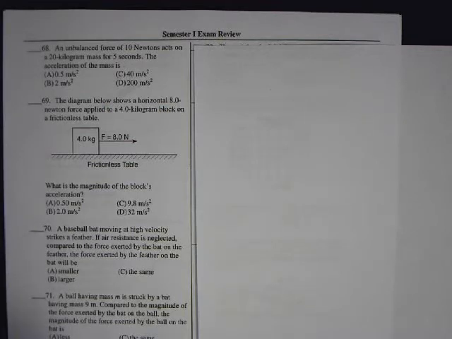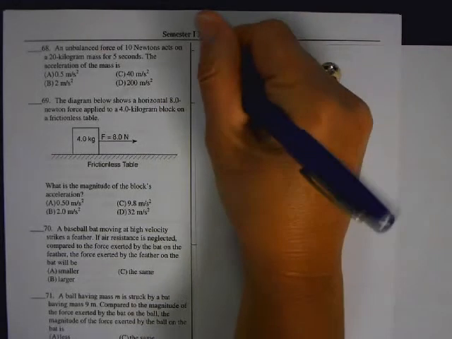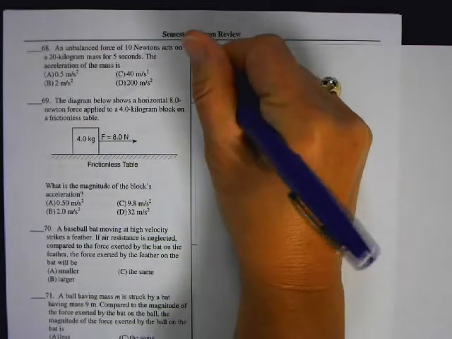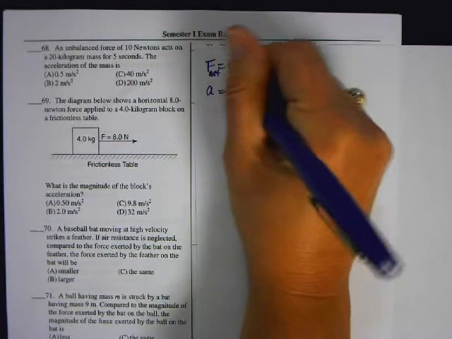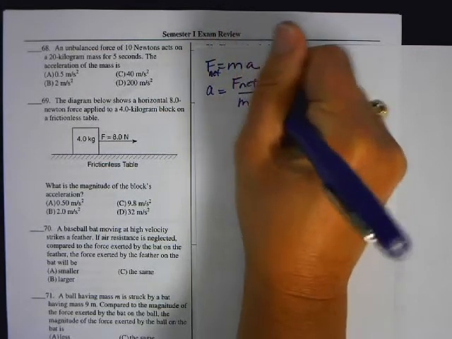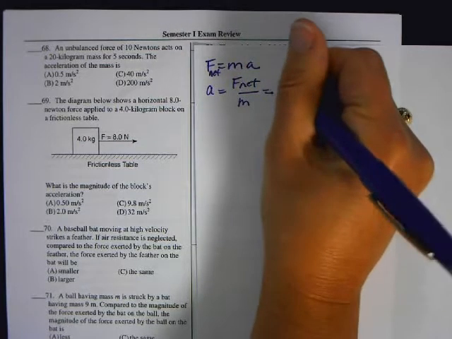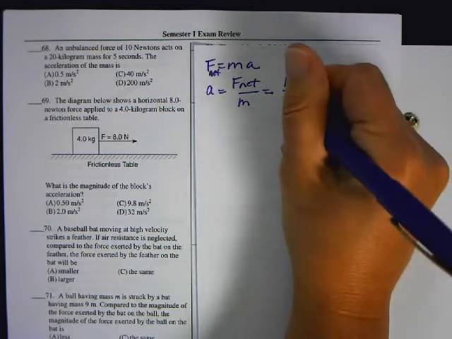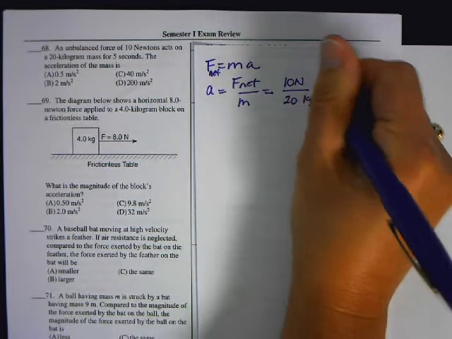Alright, now we're going to continue with the review sheet, number 68. It says an unbalanced force of 10 newtons acts on a 20 kilogram mass for 5 seconds. The acceleration of the mass is, so this is just Newton's second law. F is equal to ma, and we want to find a. This is, again, the net force. So a is equal to F net over m. They gave us the net force, because it's unbalanced, divided by the mass, which is 20 kilograms.